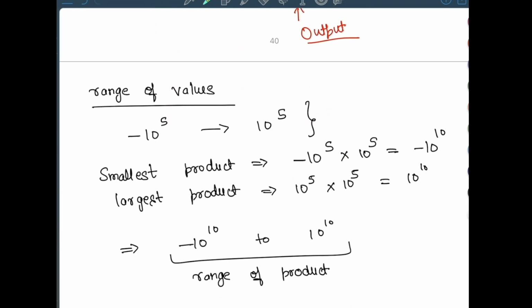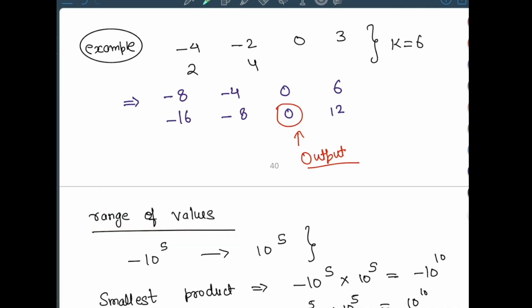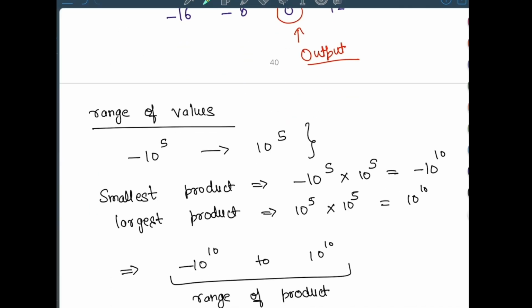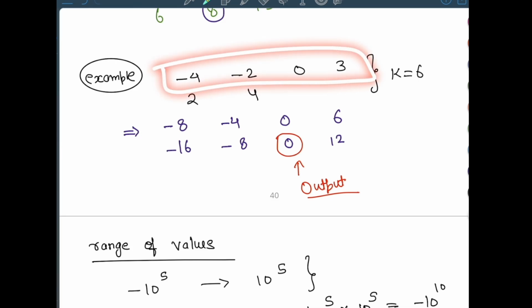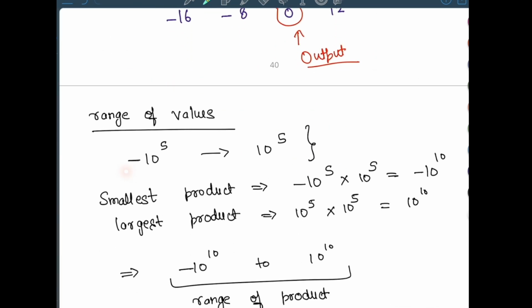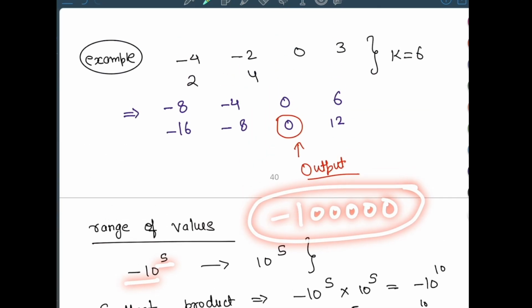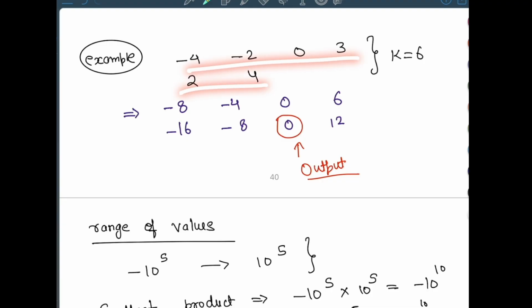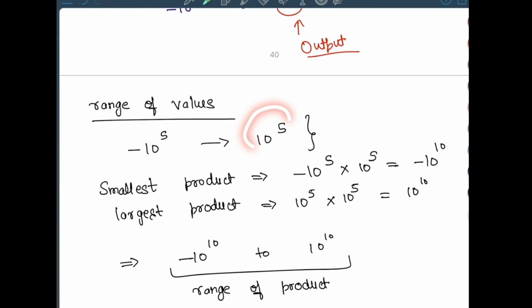Now let us try to understand a few more things. What are the different range of values which are possible for the nums1 array and nums2 array? The question says that the minimum value which can exist in a particular array, like right now we have -4, -2, 0 and 3, the minimum value can be -10 to the power 5, that is -100000. That's the minimum value which can be there in the nums1 or nums2 array, and the maximum value can be 10 to the power 5.